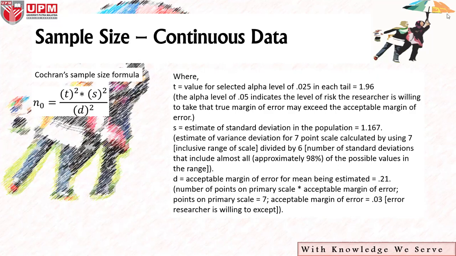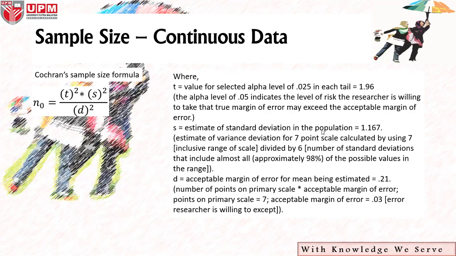Kalau kita guna alpha 0.05 and then we decided at 2 tail, then we divide the 0.05 by 2, so equals to 0.025 for each tail. So the t value will be equals to 1.96. Okay, default. Dia memang value dia 1.96. And then s equals to estimate of standard deviation in the population, which is 1.167.